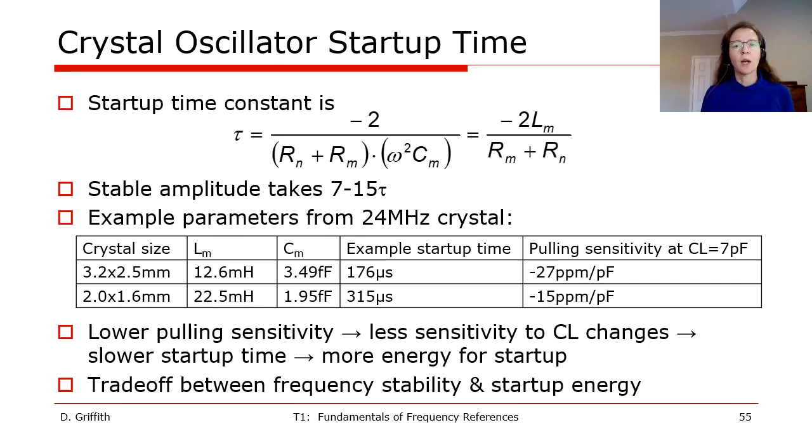So you might ask, why would you choose the second crystal? Well, one reason is that the pulling sensitivity is better, or lower, for crystals with larger motional inductance. Pulling sensitivity is a measure of how much the frequency changes if the load capacitance changes, which can happen due to environmental change. So there's a trade-off between startup time and frequency stability. The crystals that take longer to start have a frequency that's less sensitive to changes in the environment.